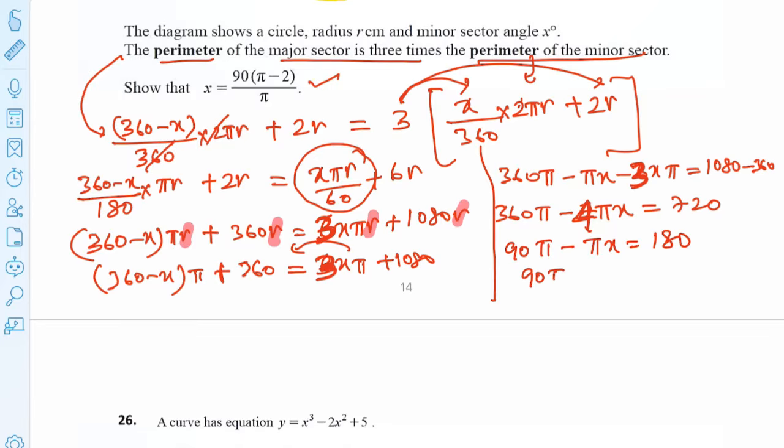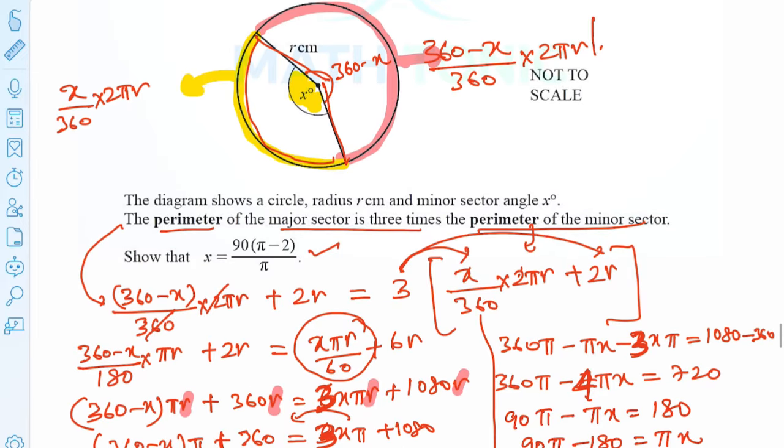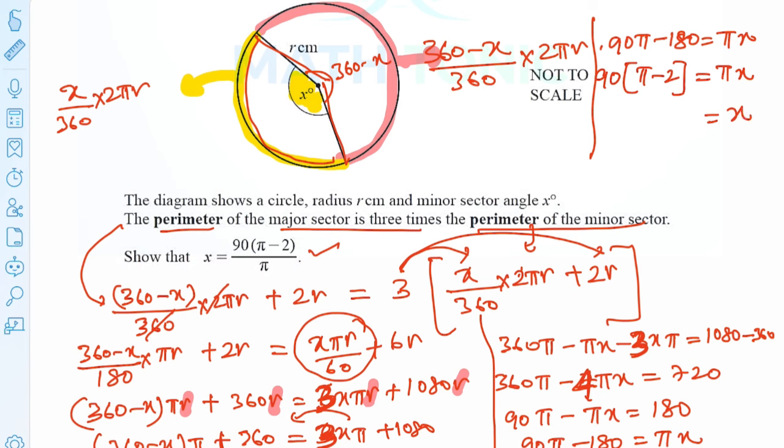Now try to keep the subject, x, right? So I'll bring the term: 90 pi minus 180 equals pi x. Now what common factor can I take from these two terms? So I have 90 pi minus 180 equals pi x. If I take common 90, I'll get pi minus 2, and this side we have pi x. So x, if I keep it as the subject, is 90 times (pi minus 2) over pi. This will be the answer for this question.